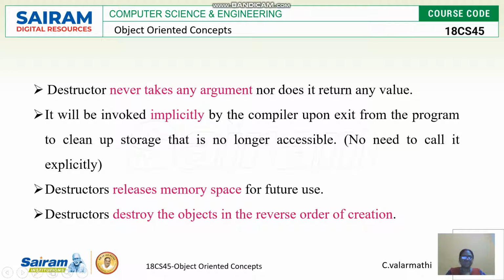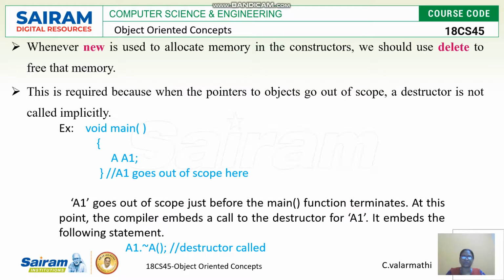Destructors destroy the objects in the reverse order of their creation. That is another valid point. Programmatically, when new is used to allocate memory in the constructor, delete is used in the destructor to free that memory. We'll see an example here.